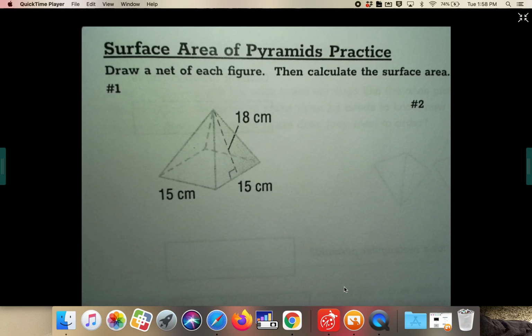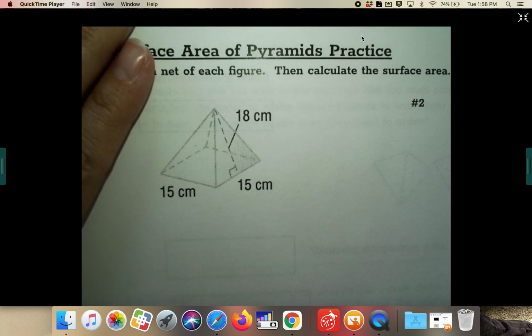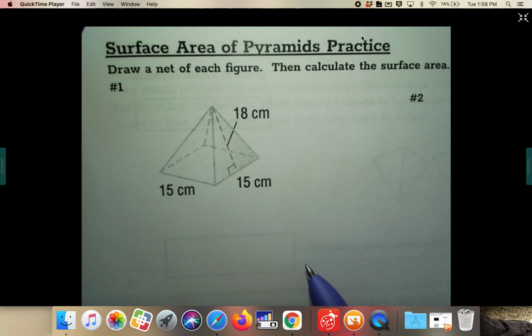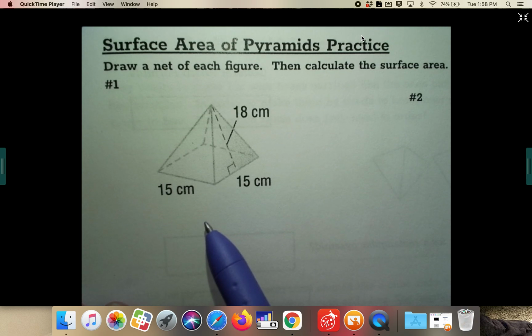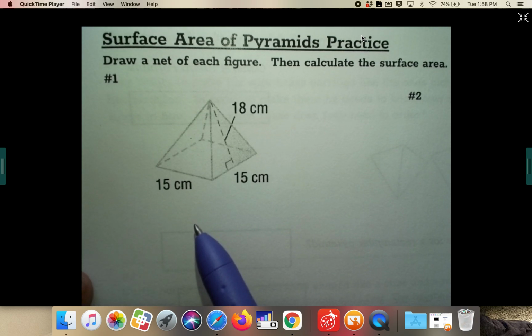Okay, this was your assignment that went along with surface area of pyramids. This is the practice page of it, so yours should already be done before you start watching this video. This should really just be an answer key, but I am going to work it out just to make sure that you guys know how to do this and that you did it correctly to be ready for your upcoming assessment.